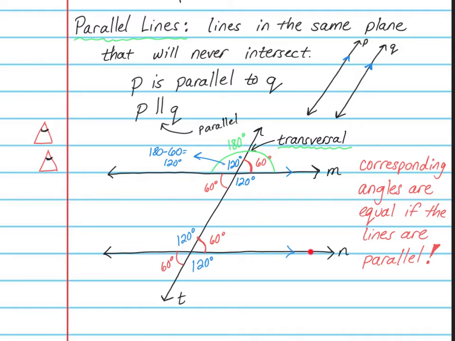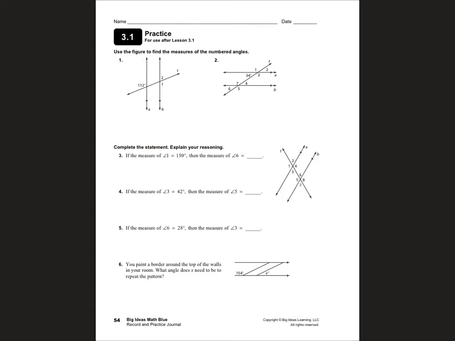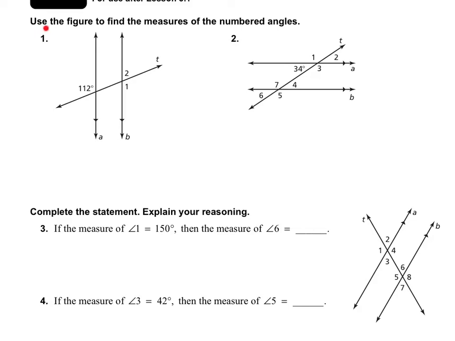Please turn to page 54 of your RPJ. In exercises 1 and 2, we need to use the figure to find the measures of all the numbered angles. In number 1, I am given that we have 112 degrees here. Now that means that all 8 angles that are formed, 4 of them, half of them, are going to be 112 degrees. So in order to find out what the other half are going to be, we need to subtract it from 180.